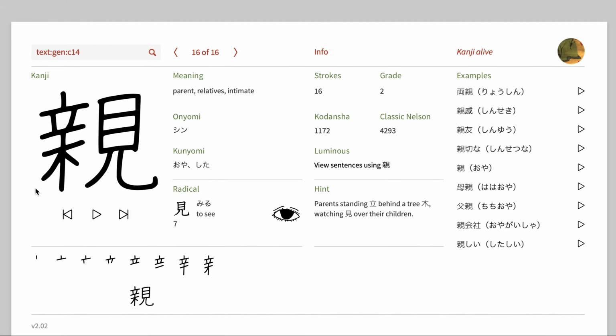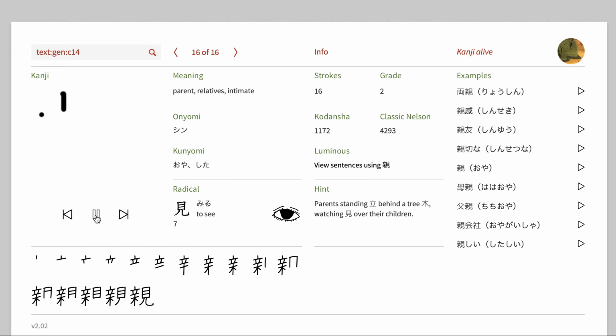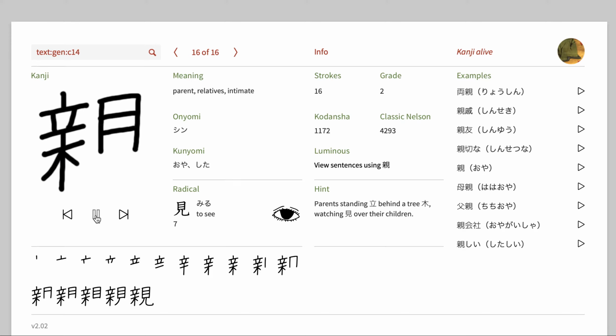The next kanji, the left-hand side looks a lot like the kanji for atarashi, although the right-hand side is different. So let's take a look at the stroke order. It's easier to think of this as tatsu, ki, and then on the right-hand side, the mi of miru, to see. So the general meaning of this kanji is familiar. Parents, relatives, or somebody who you have an intimate relationship with.